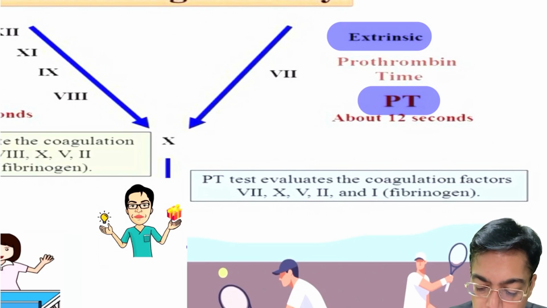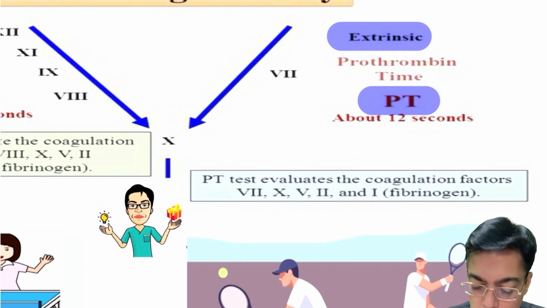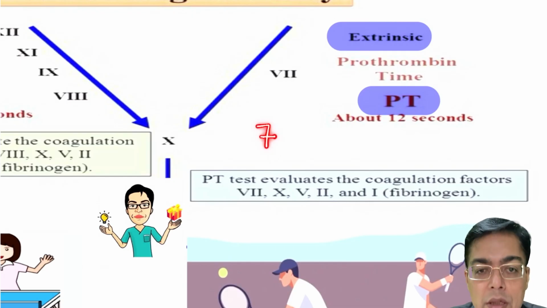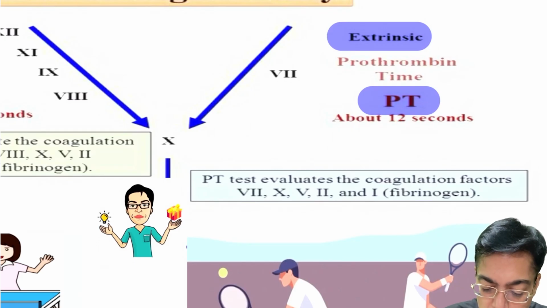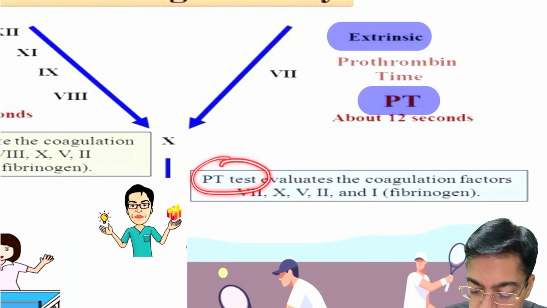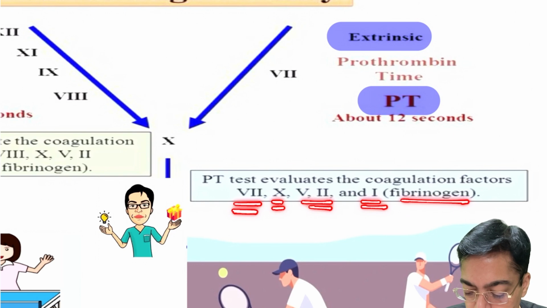The prothrombin time is going to test the activity of the extrinsic pathway and the common pathway. So what was the factor involved in the extrinsic pathway? Yes, you know it. The extrinsic pathway has factor 7. What are the factors involved in the common pathway? They are factor 10. They include factor 2, factor 5 and factor 1. So that is exactly what is written over here: the PT test evaluates the functioning of clotting factors like factor 7, factor 10, factor 2 and factor 1, that is fibrinogen.